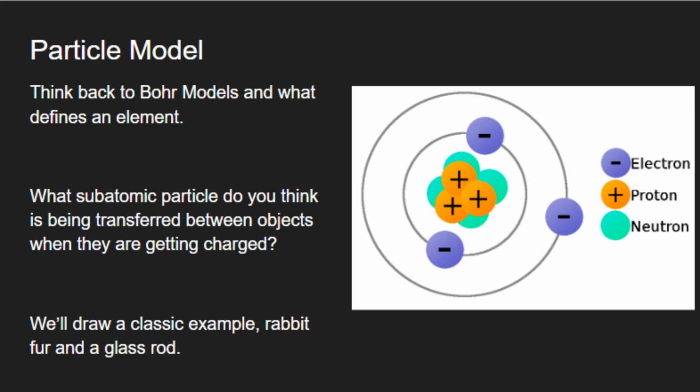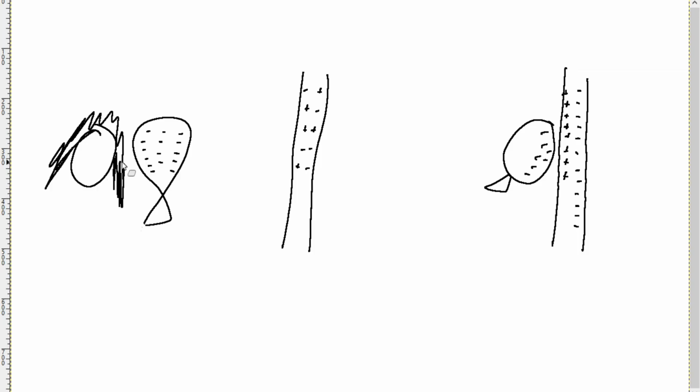We'll get rid of this old drawing I have. Let's see here. My beautiful art. Okay. So the rabbit fur and glass rod idea is that you take a glass rod like this. You take a piece of rabbit fur. I don't know how to draw rabbit fur. Maybe like that. That's a rabbit fur. And you rub this rabbit fur back and forth along this glass rod, and there's a transfer of electrons.